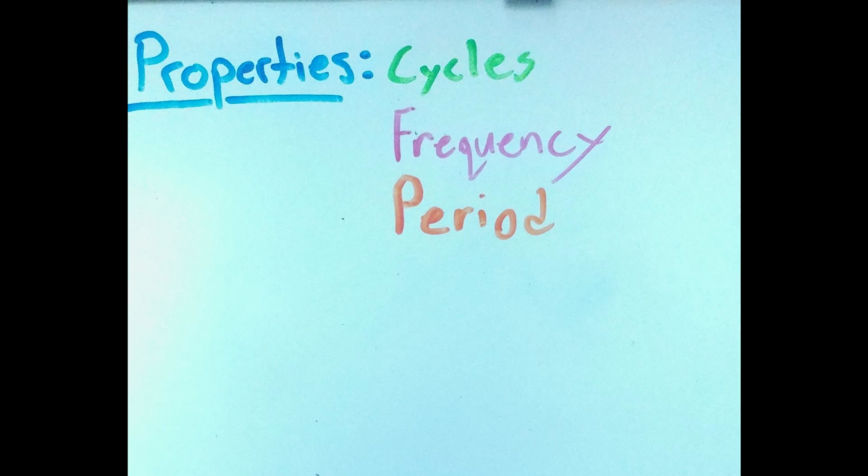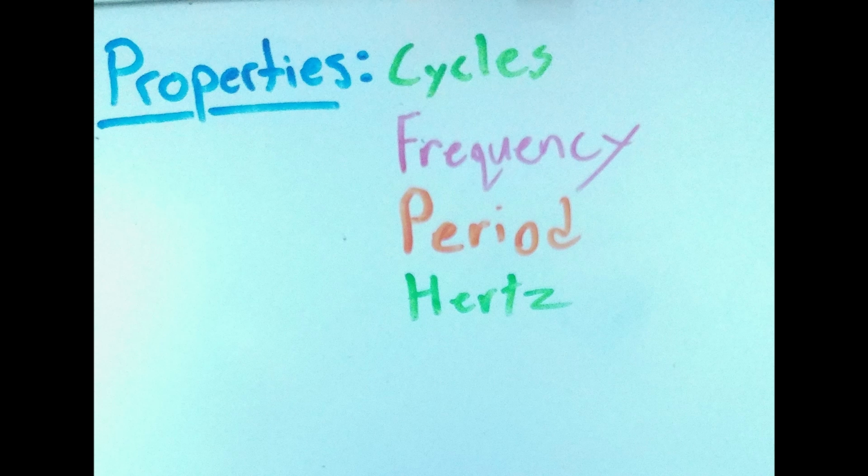Now we have period, which is how long it takes for one cycle to be completed. This brings us to hertz. Hertz is a measurement equal to 1 cycle per second. So a frequency of 5 hertz means there's 5 cycles happening every second.